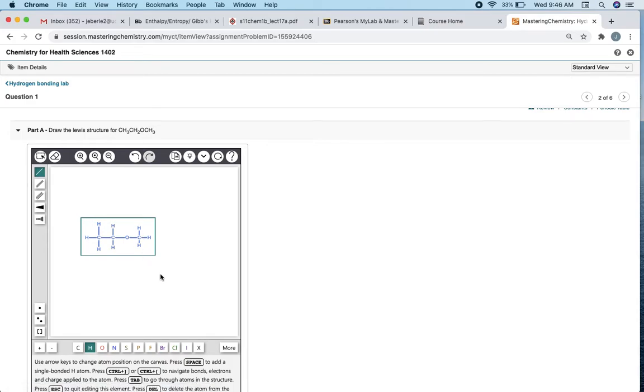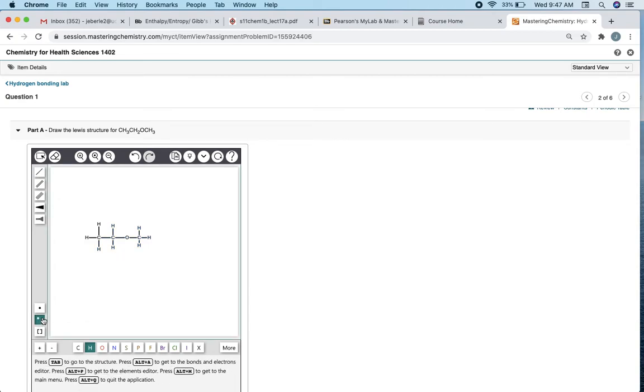The only thing we're missing are lone pairs on that oxygen. So if you come over here and select this, if you hover over, it says paired electrons. That is the tool for a lone pair. If it is selected, you just click and release, and it adds a lone pair. I'm going to click again because we need 2 lone pairs on that oxygen. So this is the structure. The structure is done. That's essentially all you need to do for part A.